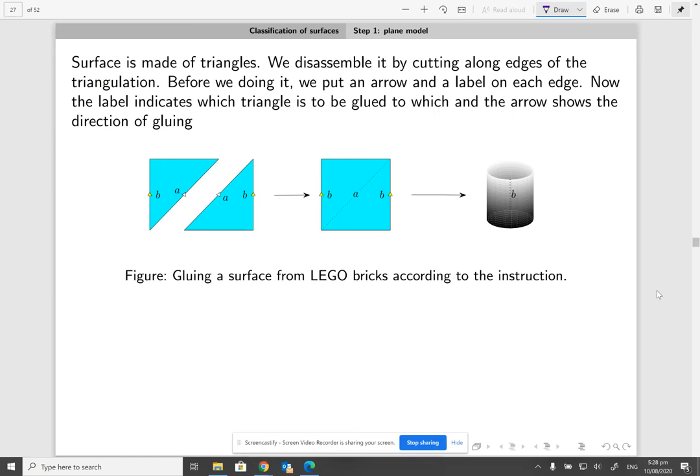Okay, now, once the surface has been disassembled into these triangles, we just start gluing them back one by one. It is clear that once we glue them back one by one, in the end we are going to get something like this. What you see here is how we can recover the original surface.